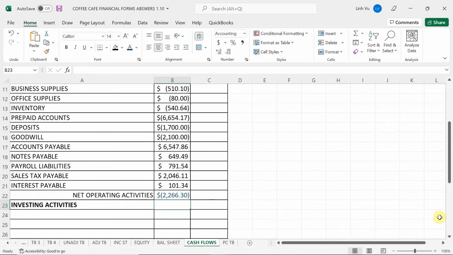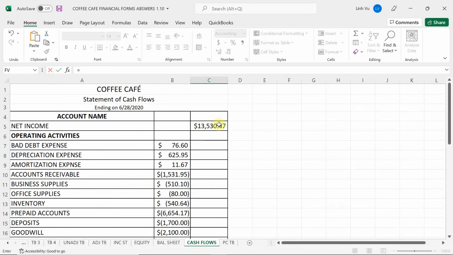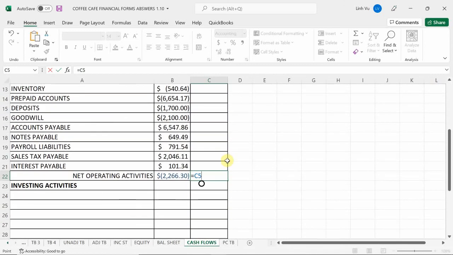I get a grand total of a negative $2,266.30. Okay, so what I'm going to do here is going to be my net. My net means you're going to take this amount of the 2,000 and you're going to subtract it out of your net income. So 13,000 is my net income, and I'm going to subtract out this $2,000 to get me a total of $11,000 after taking the operating activities out. Okay? So that's what I should get right now.